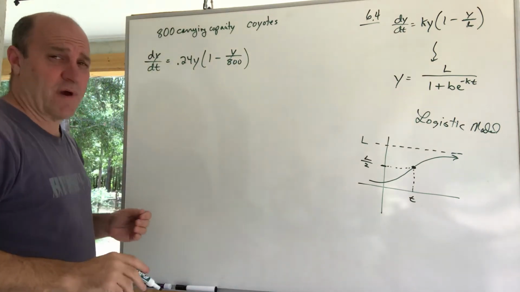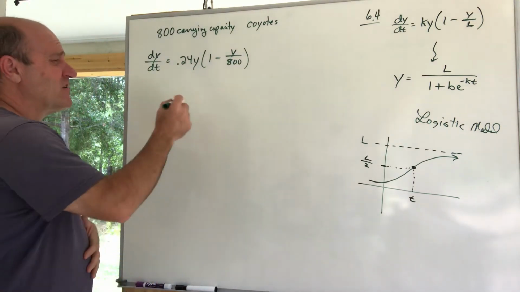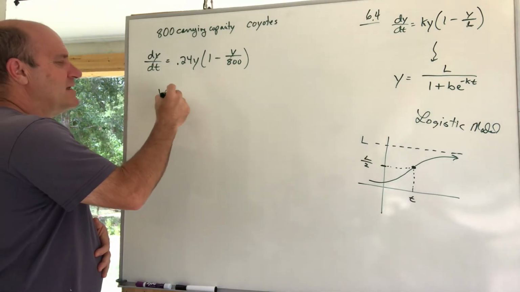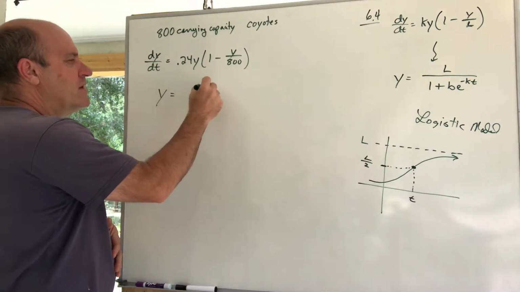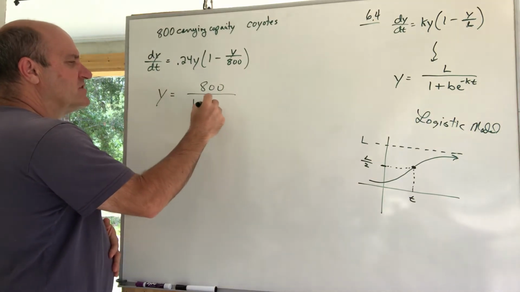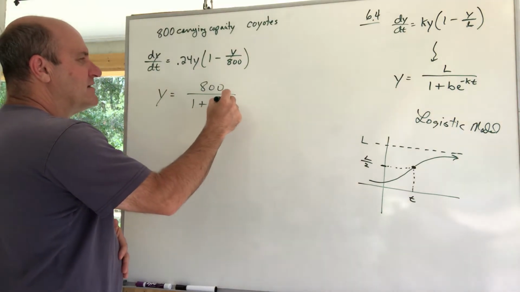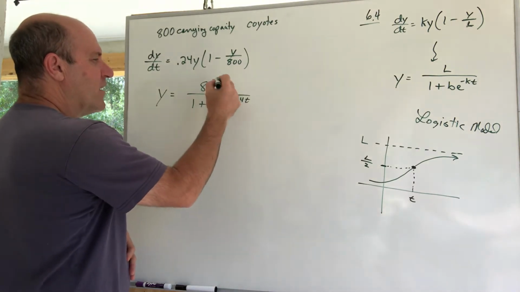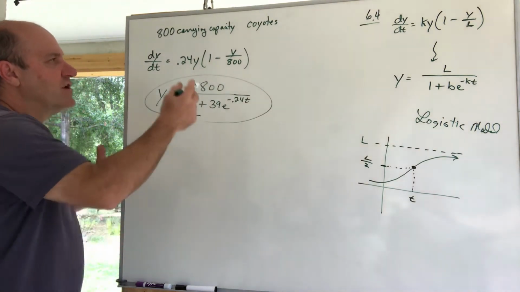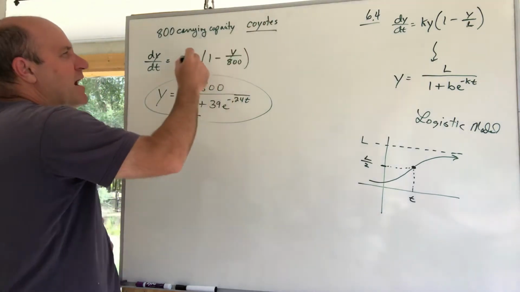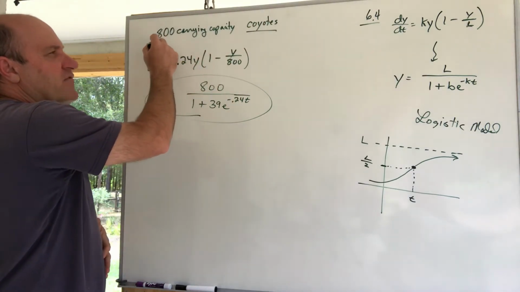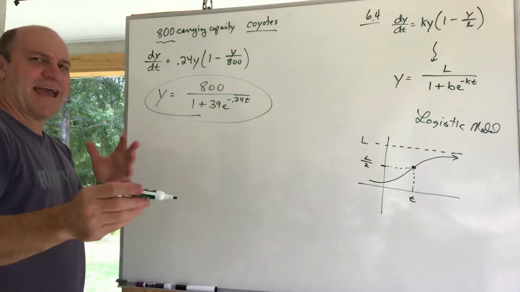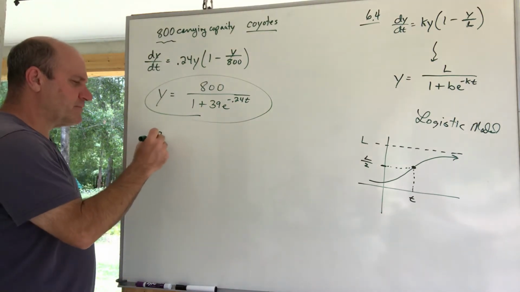That's the differential equation. I don't expect you to know how to solve it, so I tell you, here's the answer, kids. y is 800 over 1 plus 39 e to the negative 0.24t. So I've given you the solution for this coyote population living in this forest. It has a carrying capacity of 800. And then I ask these questions.